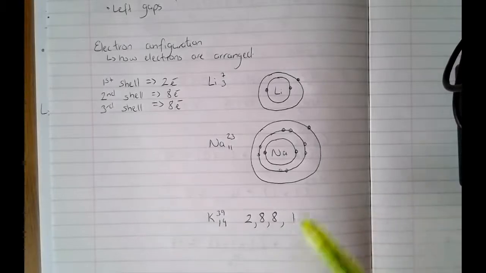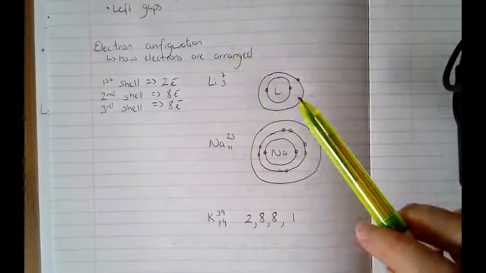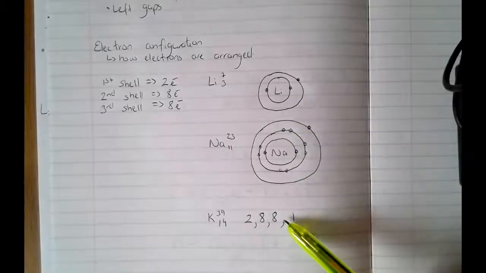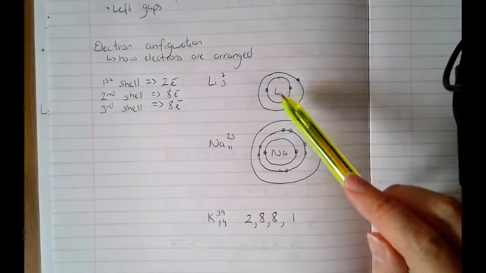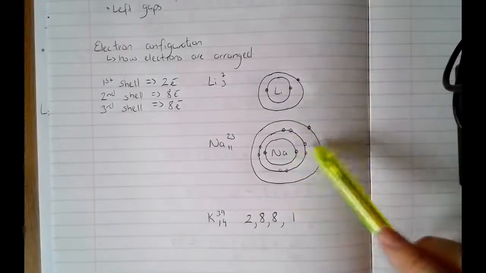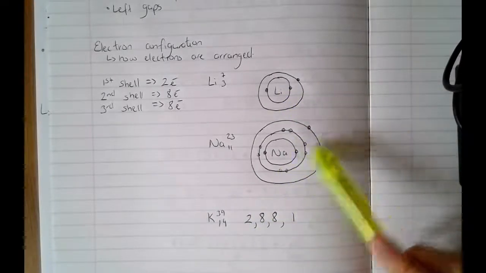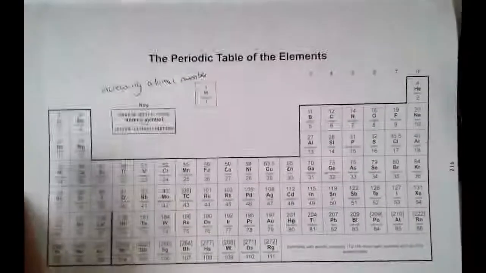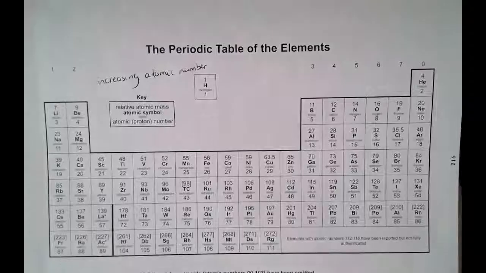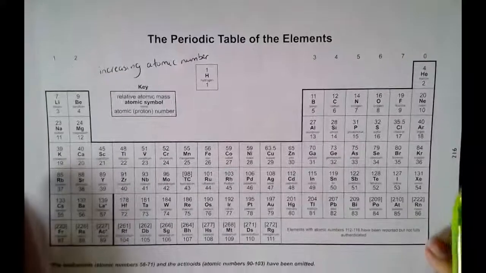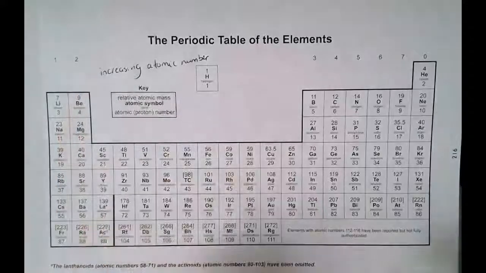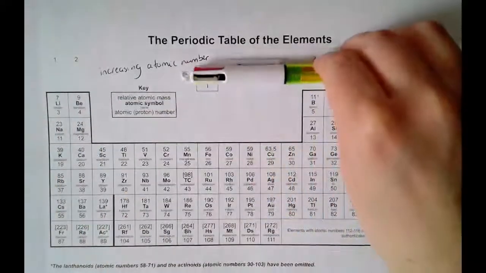The other thing that you can see in terms of electron configuration is as I move from lithium to sodium to potassium, I'm adding an extra shell each time. Lithium only needs 2 shells, sodium needs 3, potassium needs 4. And if I go back and look at my periodic table, and I look at the period number, so group number is the column going down, the period would be the row going across.